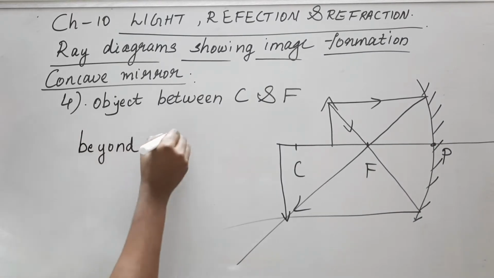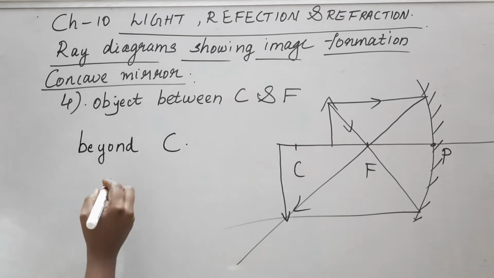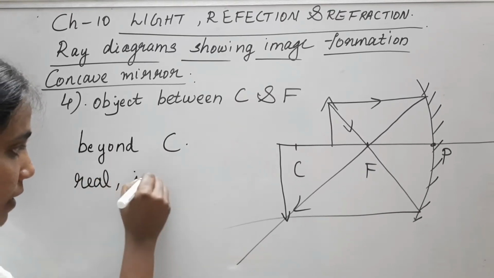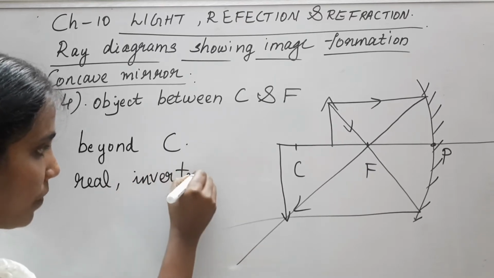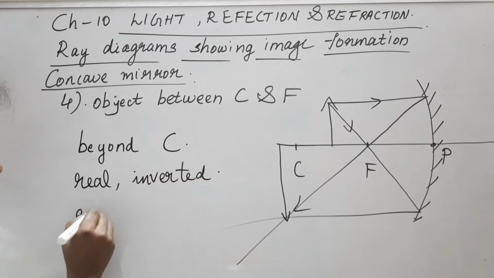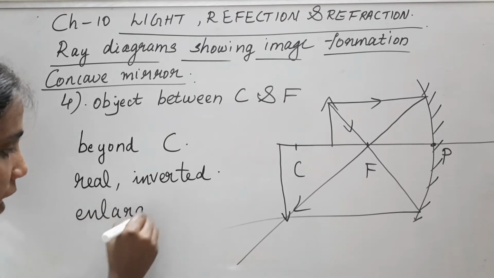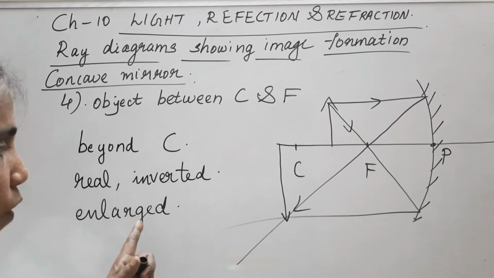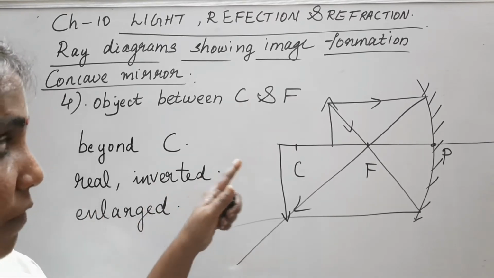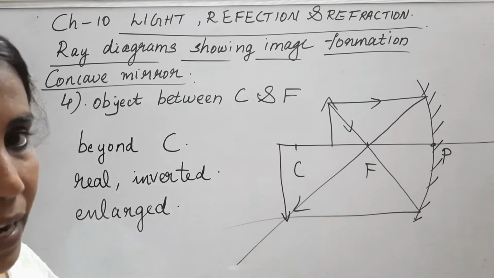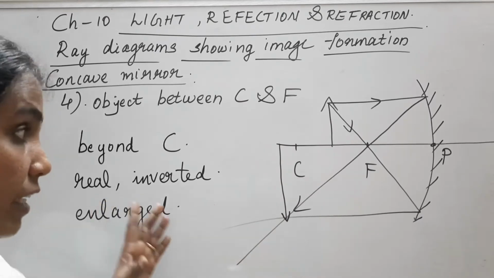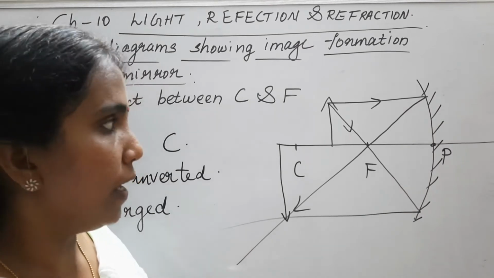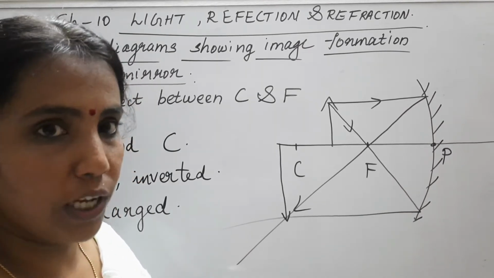The position of the image is beyond C, and the image is real, inverted, and enlarged. So these are the characteristics of the image formed by the concave mirror when the object lies between C and F. Okay, so real, inverted, enlarged image, it is formed beyond C. So that is the fourth case.